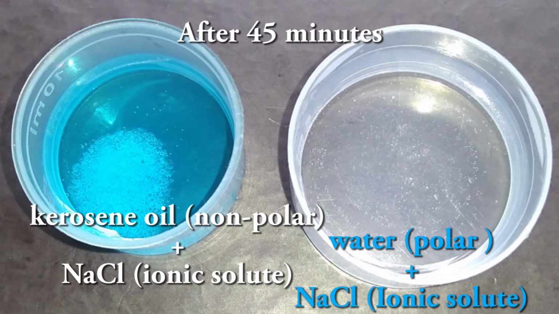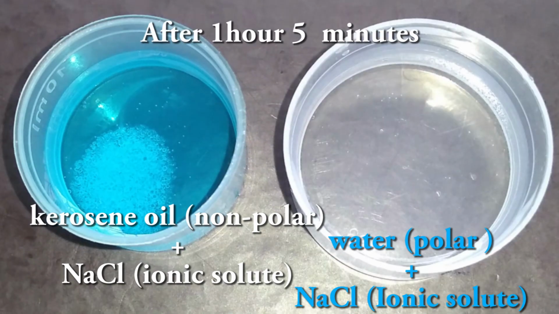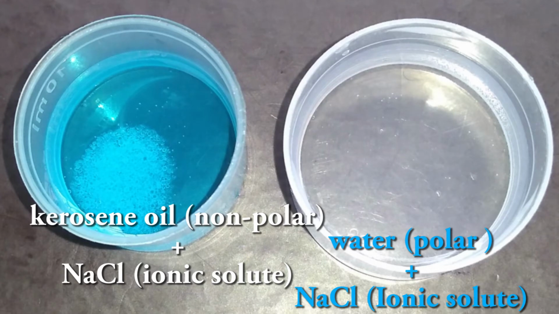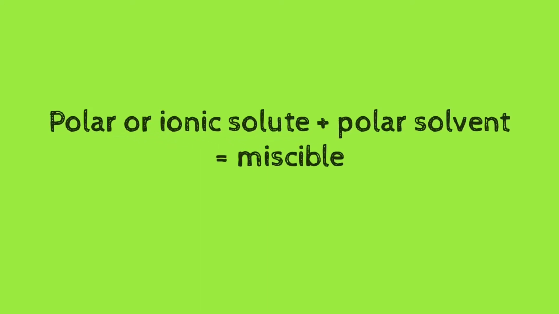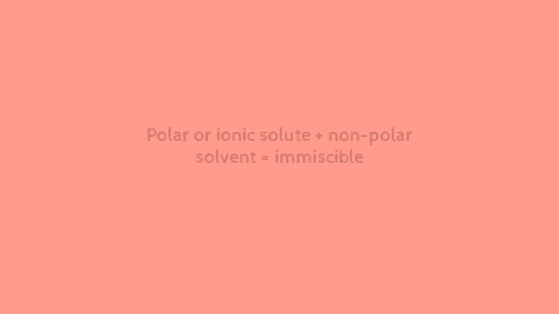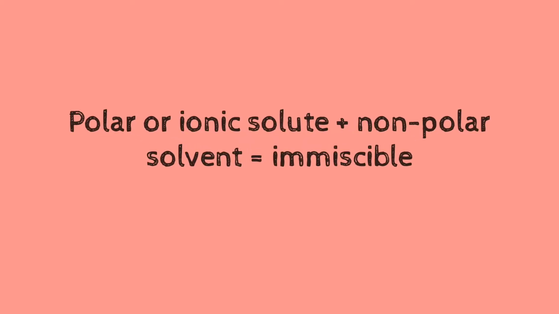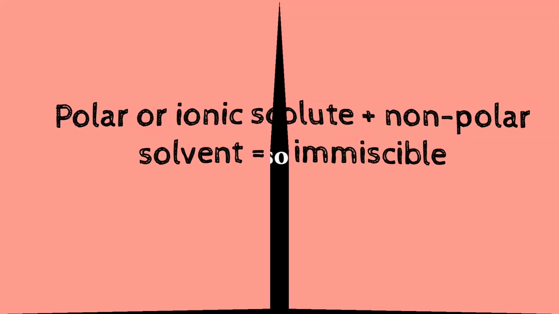So after almost 1 hour, what we are seeing is that the ionic substance sodium chloride completely dissolved in the polar solvent water. But on the other hand, sodium chloride remains insoluble in the non-polar solvent kerosene. So here we can conclude that a polar substance is soluble in a polar solvent, but it remains insoluble in a non-polar organic solvent. Hence, the above law has been established.